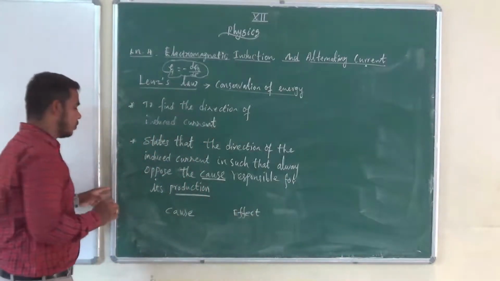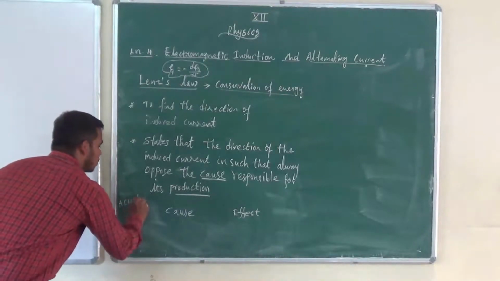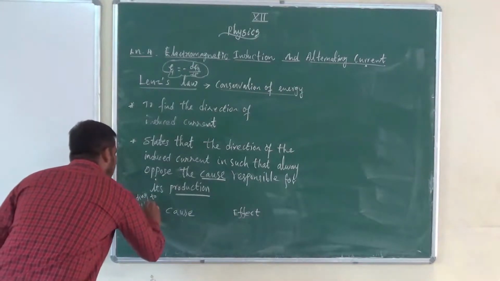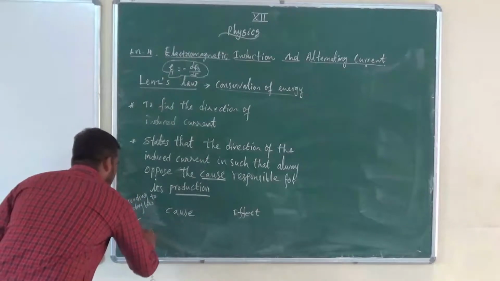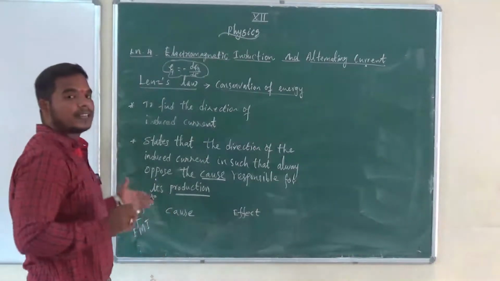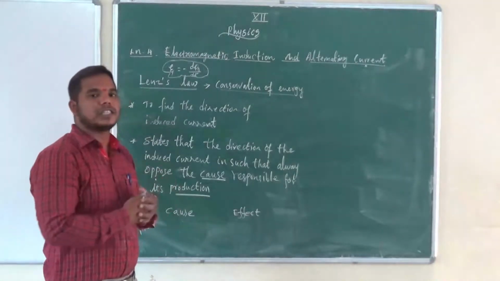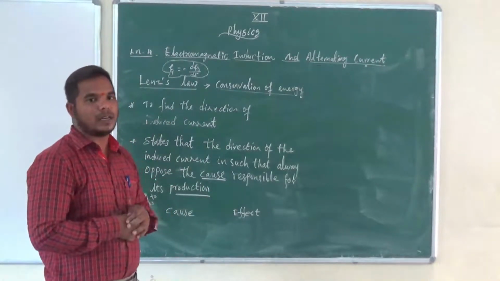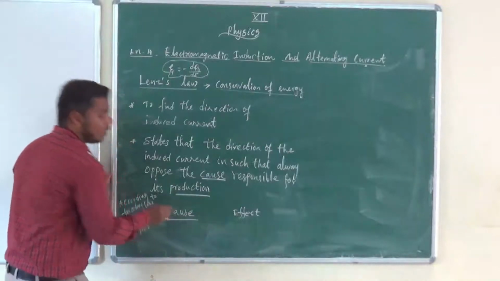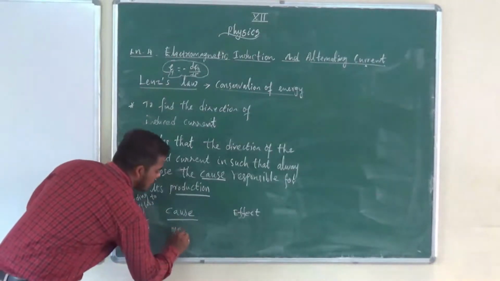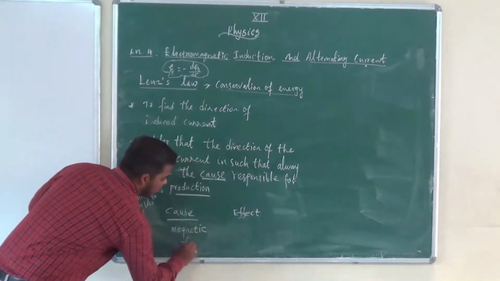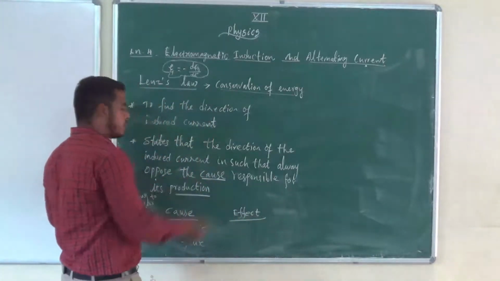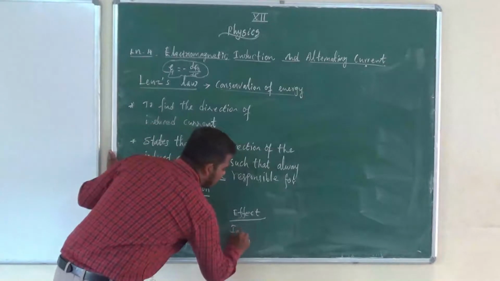According to Faraday's law of electromagnetic induction, whenever there is a change in magnetic flux, an EMF is induced. That means an induced current is produced in the closed circuit. So here the cause is the change in magnetic flux. The effect, which is the production, is the induced current, isn't it?